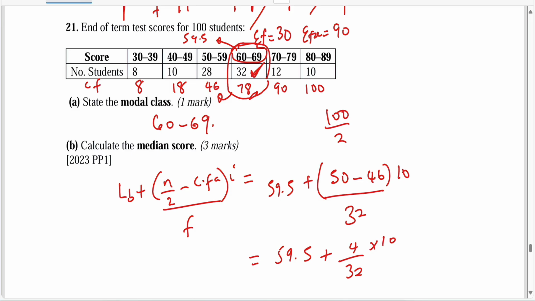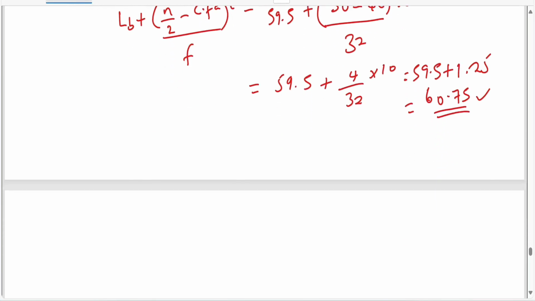So that's around a quarter. It's a quarter. So 4 divided by 32 times 10, which is 1.25. So 59.5 plus 1.25. And if you add those, 60.75. Okay, that's your answer. So that's your median score.